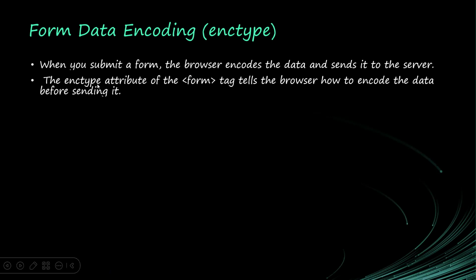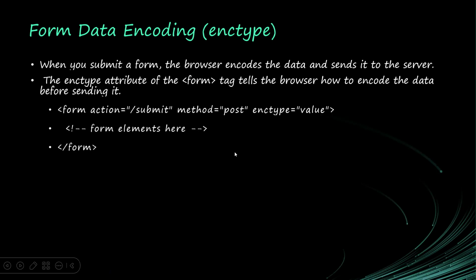So the enctype stands for encoding type. With the encoding type, you're telling the browser how to encode the data that they are sending. By default, it is the default. So we have different types of encoding. But mostly where you'll be using this enctype attribute is when you're uploading files.